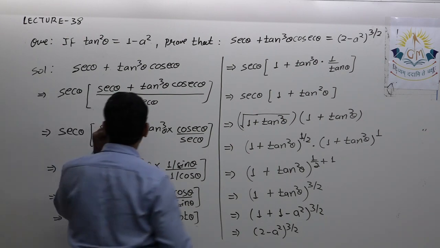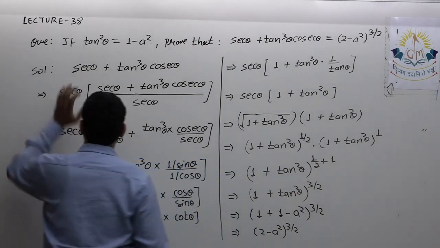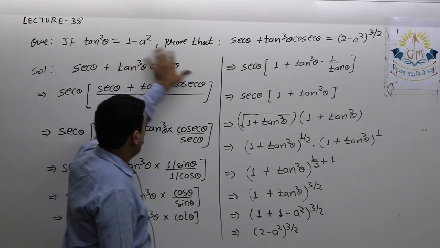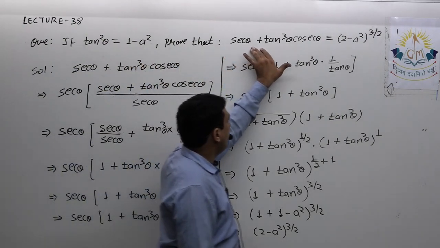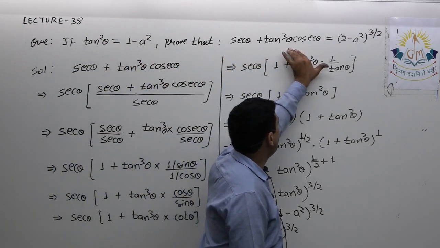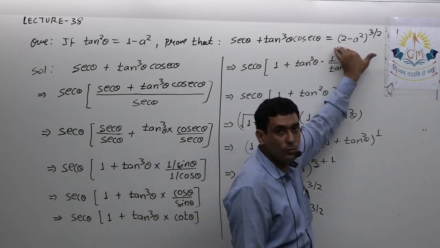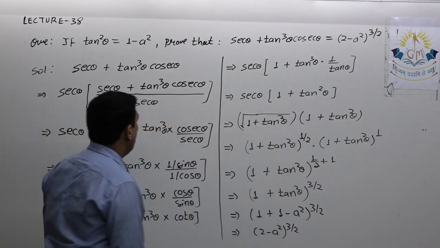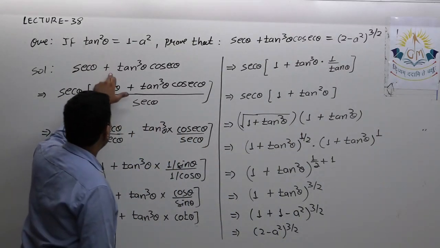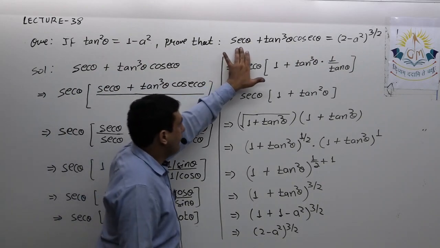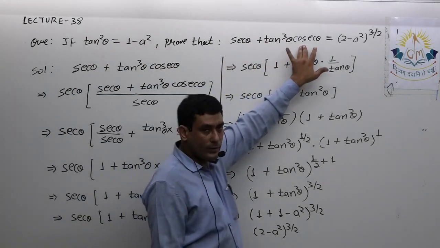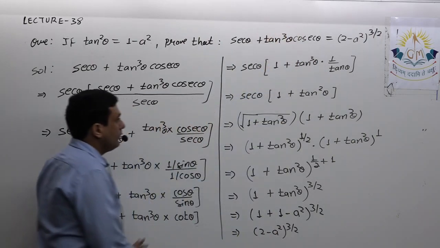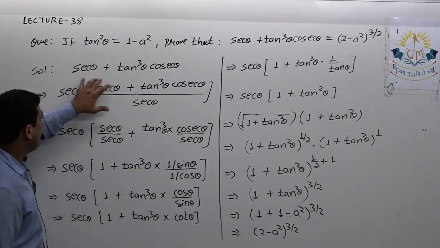Okay, so let me explain you this complete once again. It is tan square theta equal to 1 minus a square, and we need to find the value of sec theta plus tan cube theta cosec theta, which is equal to 2 minus a square raised to 3 by 2. Now, as I explained, there are two ways: first we get the value of sec theta, then cosec theta, and then replace those values over here. That was the one way. Another way I gave you over here.